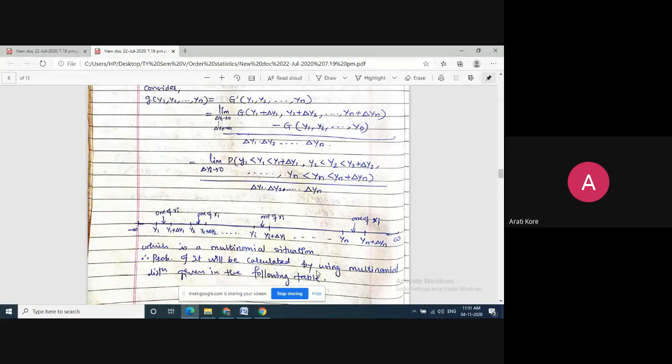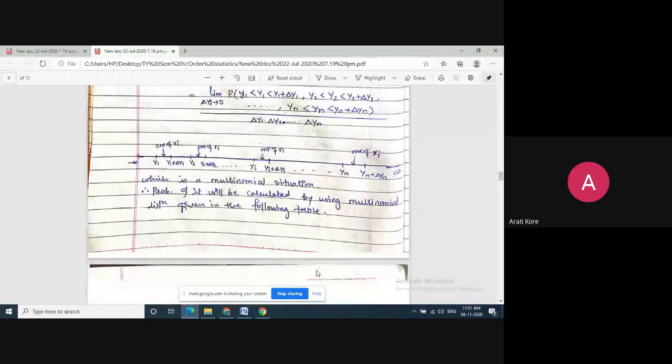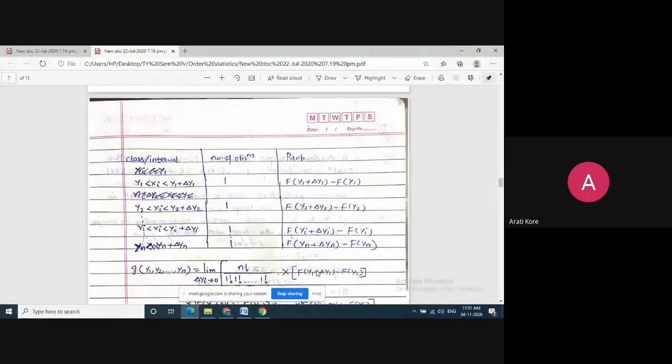Right? Then how to find the probabilities? Consider the first interval. What is the first interval? One of the xi will lie between y1 and y1 plus delta y1. How many xi's do we want in this interval? Only one, right? Then what is the probability that xi will lie within this interval? It is nothing but the probability of xi. Okay, let me show it with the help of Jamboard.